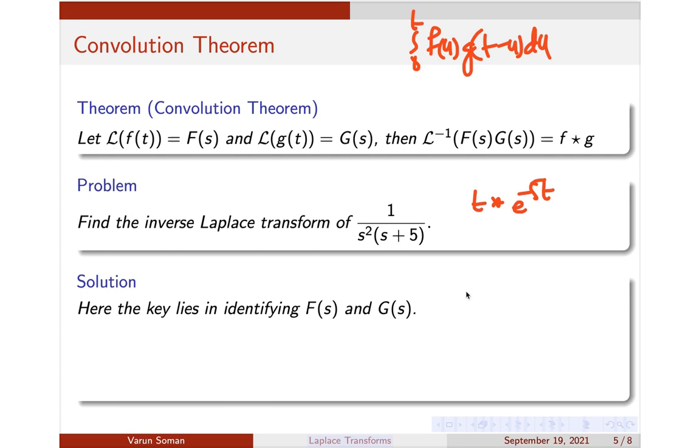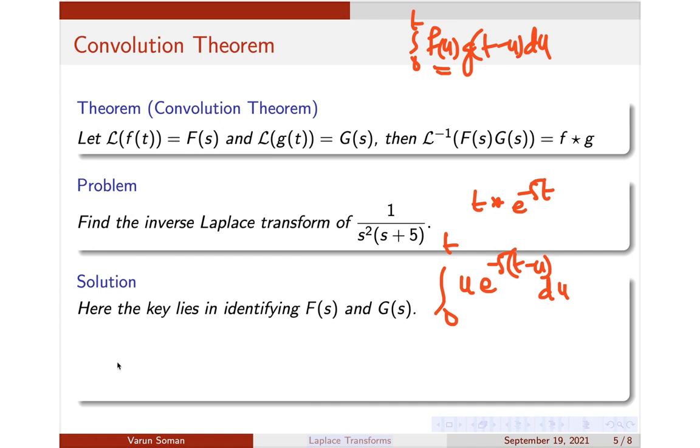So how will you write this one? This is simply the integral from 0 to t of u into e raised to minus 5 times (t minus u) du. So remember, in place of f of t you are substituting u, and in place of g of t you are substituting t minus u. That's the only thing here. Okay, now you can integrate it with simple integration. You can use the product rule, integration by parts, there.